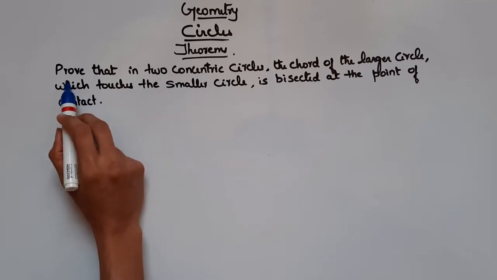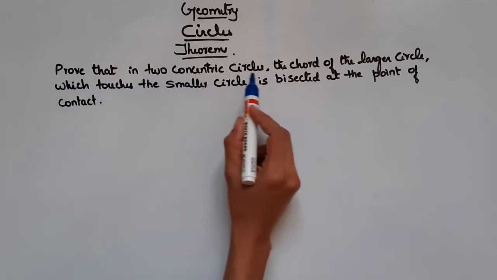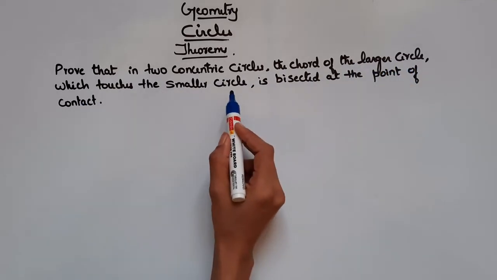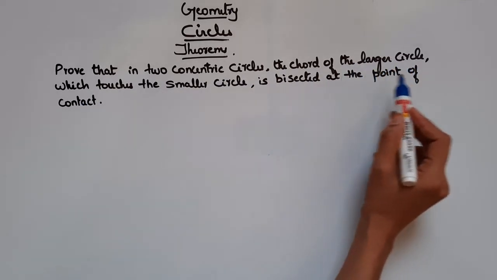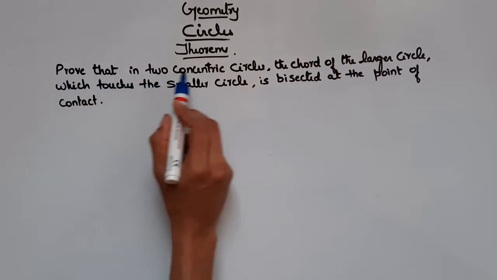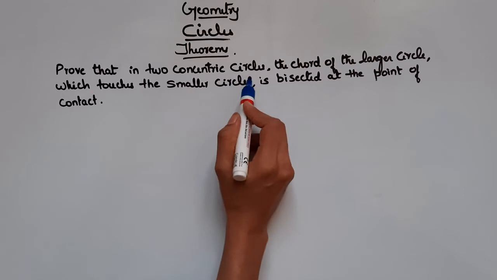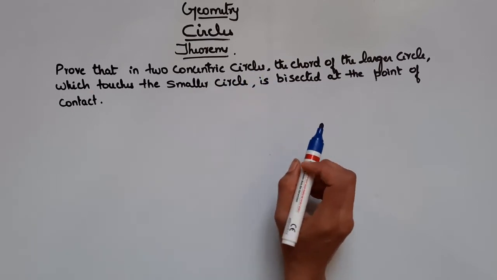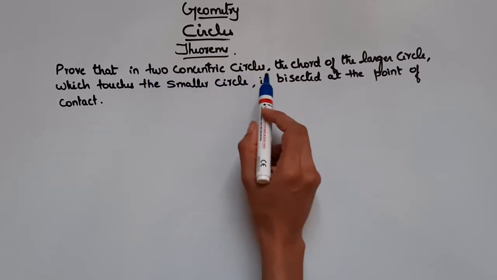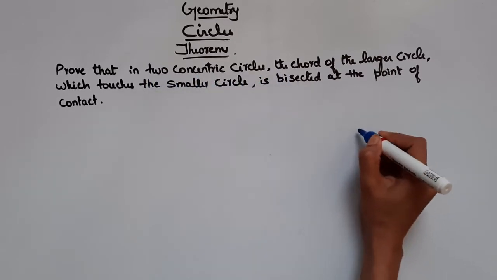It says, prove that in two concentric circles, the chord of the larger circle which touches the smaller circle is bisected at the point of contact. Here it says, prove that in two concentric circles. Now what are concentric circles? Concentric circles are nothing but circles with the same center but different radius. So here we have two concentric circles. So let's draw two concentric circles.